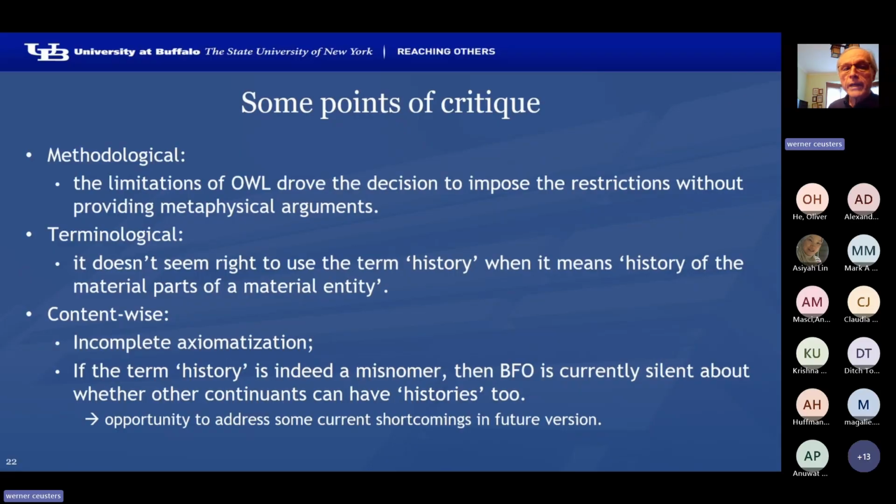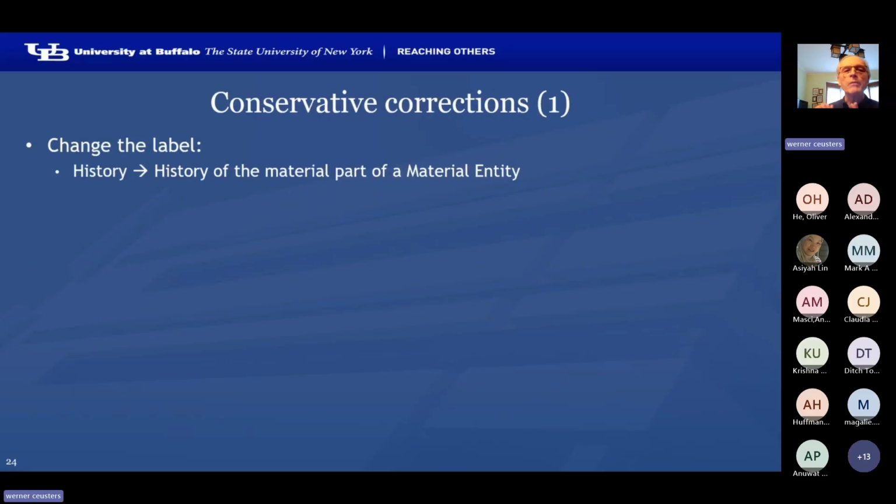Now, we could also take a rather charitable view on what happened there. Some say that "history" was a misnomer, that what was represented as a history was never meant to be a candidate for a history of everything, and that it was only for those material parts of material entities. Well, if that is indeed the case, then we can say BFO is now silent about whether other continuants can have histories too. And that gives us an opportunity to define it in such a way that the current shortcomings are overcome in future versions.